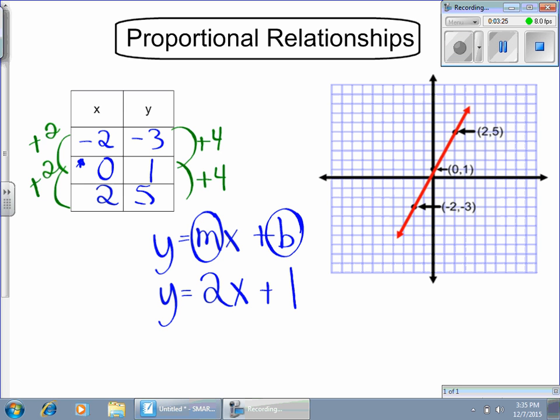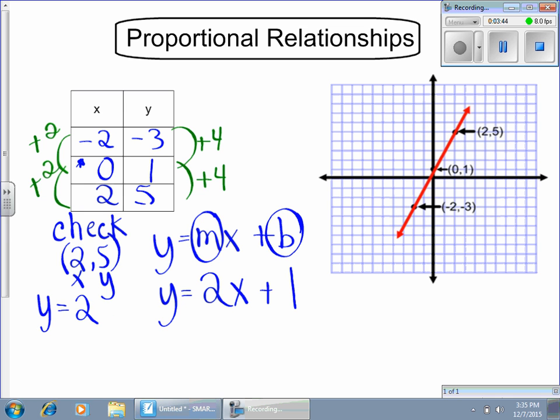I am now going to check my equation to make sure it's correct. So in order to check it, I'm going to choose a coordinate pair. I'm going to choose 2, 5, where 2 is the x and 5 is the y. I'm going to rewrite my equation. Y equals 2x plus 1. And I'm going to plug in my x and my y.